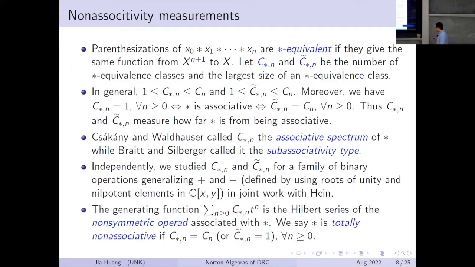And I should also say that if you look at the generating function of C star n, it actually turns out to be the Hilbert series of the non-symmetric operad associated with this operation star. So there's this operad theory for binary operations, and there's some connections there too. And we will call the other extreme case, when C star n is Cn, the Catalan number Cn, totally non-associative. So that's the other extreme case. Any questions? Okay, let's go.